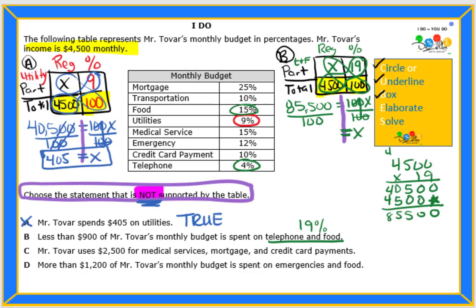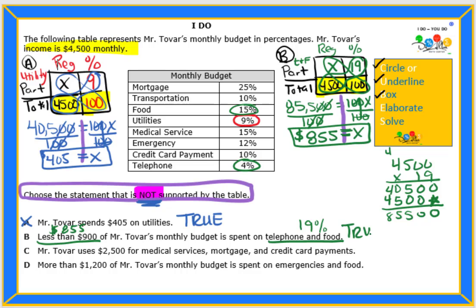So 85,500 divided by 100 leaves us with 855. 100 divided by 100 leaves us with 1. And so 855 divided by 1 is 855. Now this is in the dollar side, so that would be dollars. And is $855 less than 900? Yes, it is.